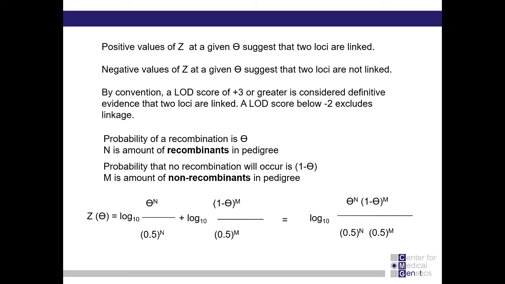The probability of recombination is theta. N is the number of recombinants in the pedigree. The probability that no recombination will occur is 1 minus theta. M is the number of non-recombinants in the pedigree. So Z(theta) is log 10 of theta to the power n over 0.5 to the power n, plus log 10 for the non-recombinant. Combined together, you get the equation on the right: log 10 of theta to the power n times 1 minus theta to the power m, over 0.5 to the power n times 0.5 to the power m.